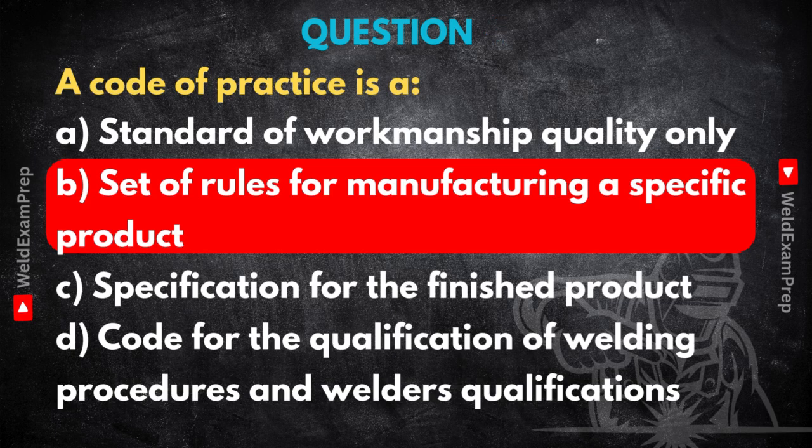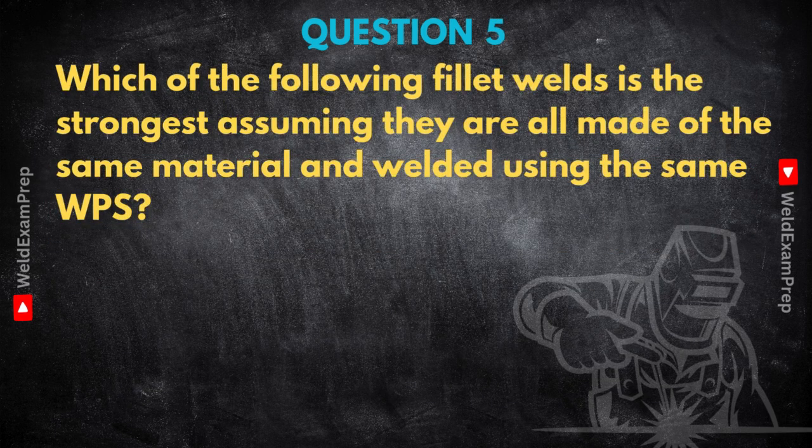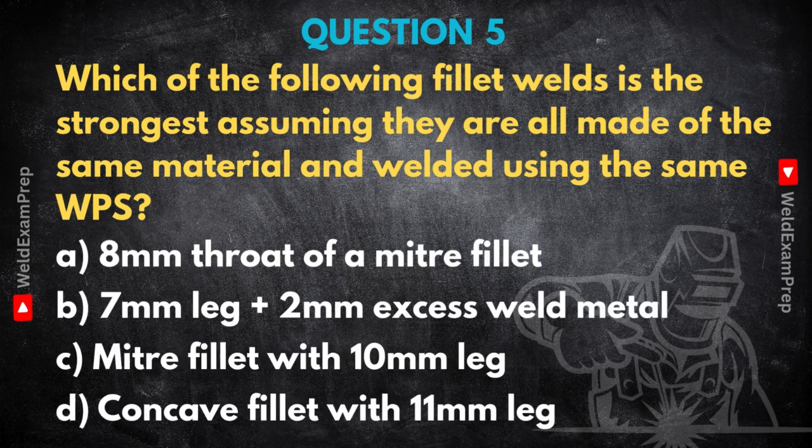Okay, final question for today. Let's talk strength, because ultimately that's what a good weld provides. Which of these fillet welds would be the strongest? Assume they're all made from the same material using the same WPS. Is it A, 8 millimeter throat of a miter fillet; B, 7 millimeter leg plus 2 millimeter excess weld metal; C, a miter fillet with a 10 millimeter leg; or D, a concave fillet with an 11 millimeter leg?